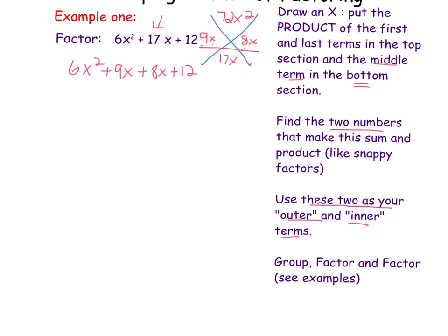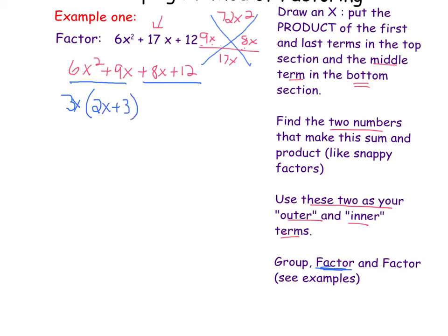So you have to watch examples, and I have plenty of examples. So I'm going to group the first two together and the last two together. Now I'm going to factor. What do these two terms have in common? They have a 3 and an x in common. So 6x squared divided by 3x is 2x, and 9x divided by 3x is 3.